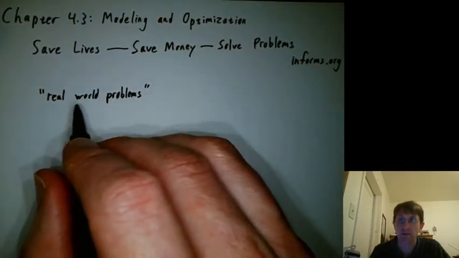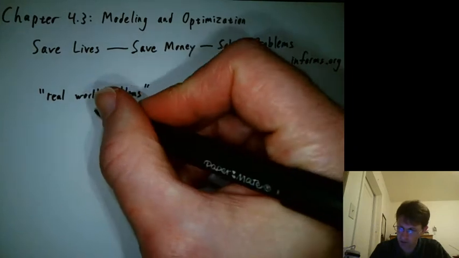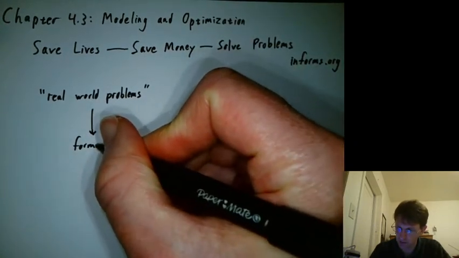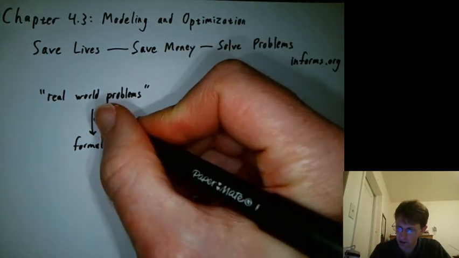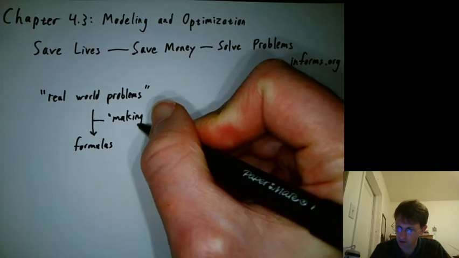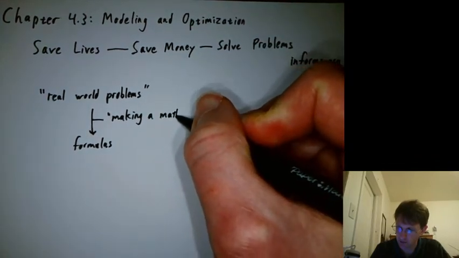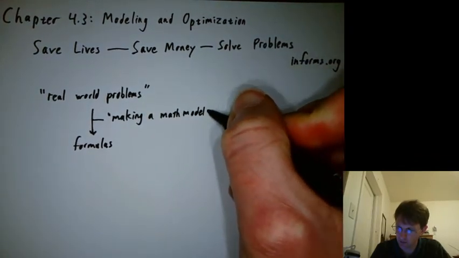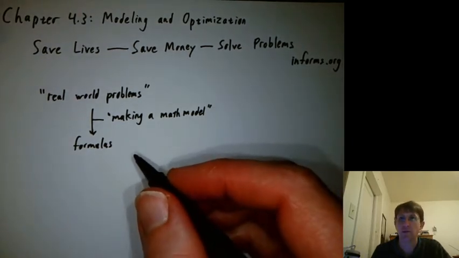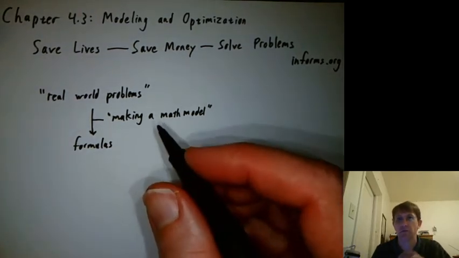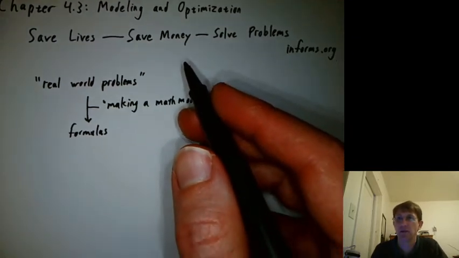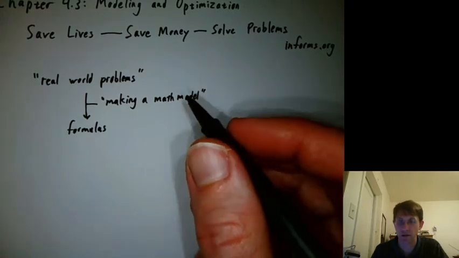So here in this chapter, we're going to take real-world problems and turn them into formulas. Maybe that's not a surprise. And the process of doing that, you could say, is making a math model. And then from the formulas, we'd like to optimize something, maximize the number of lives saved, maximize the amount of money saved, or minimize the amount of money lost or something.